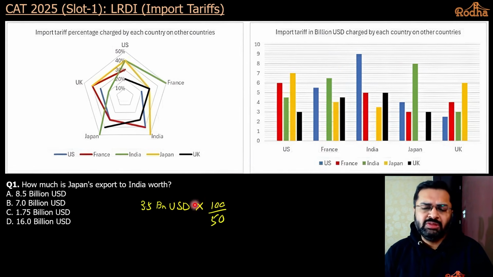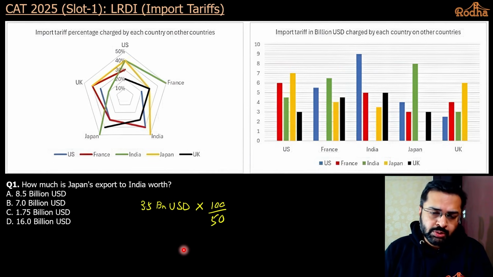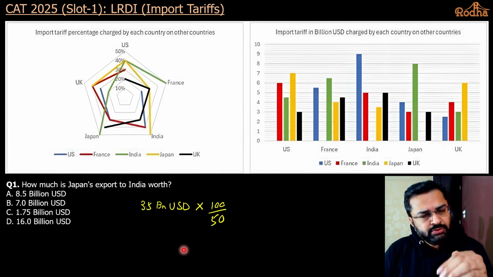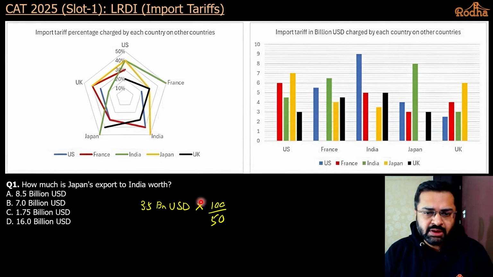Or you can just think of it like this: this is 50%. If this is 50%, what is the worth of the goods? What is the worth of the total imports of India from Japan? Or, in other words, the total exports from Japan to India? Total exports of Japan to India or total imports in India from Japan, it's the same thing. So that will be equal to 7 billion US dollars, which is option B.